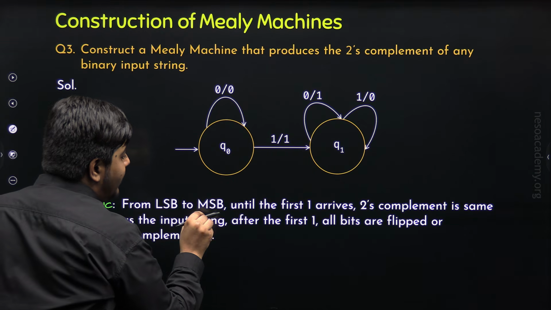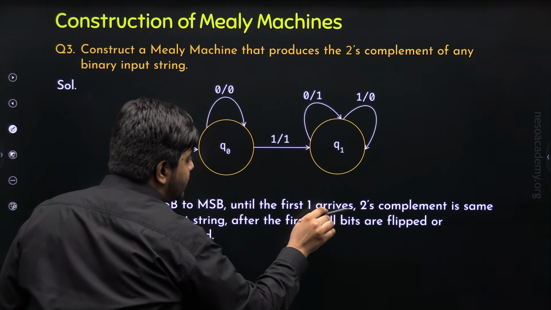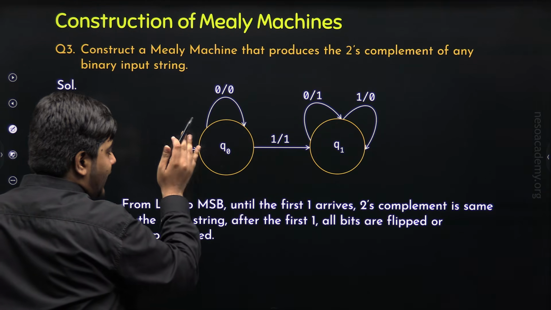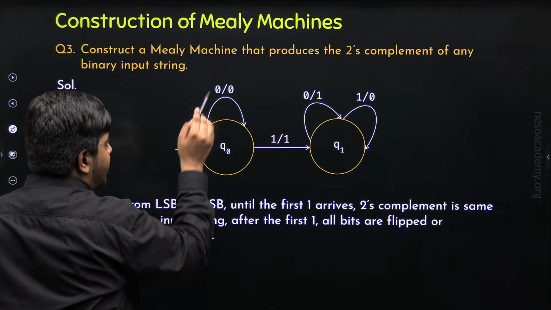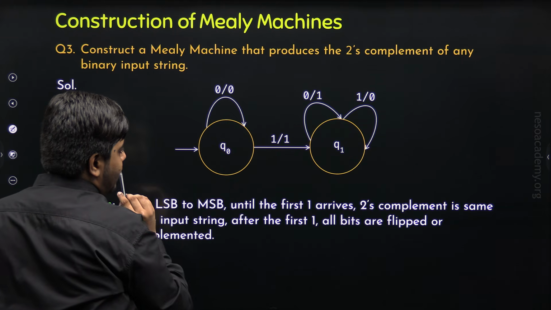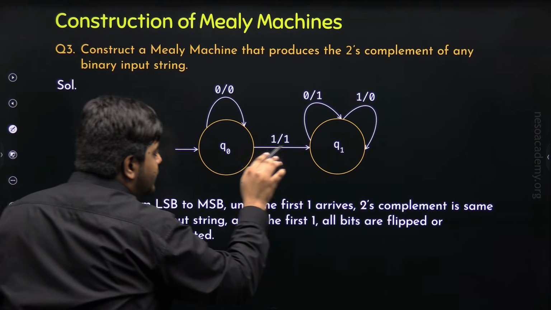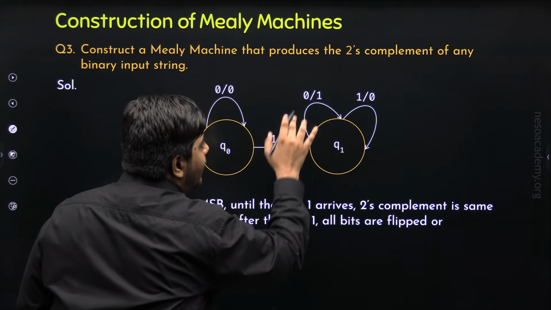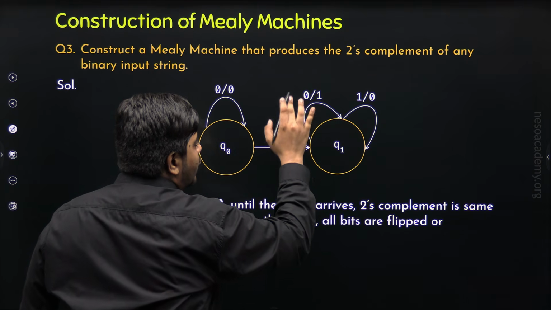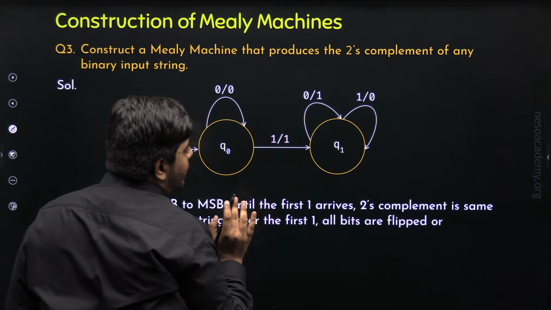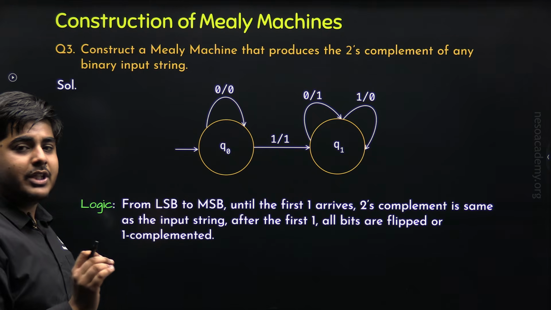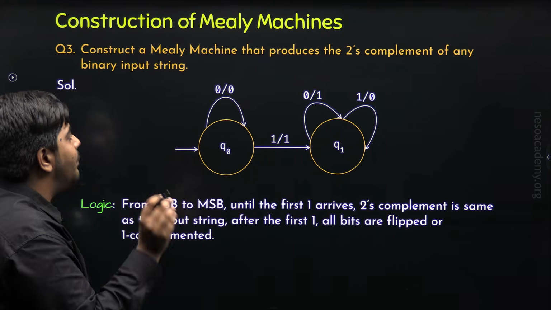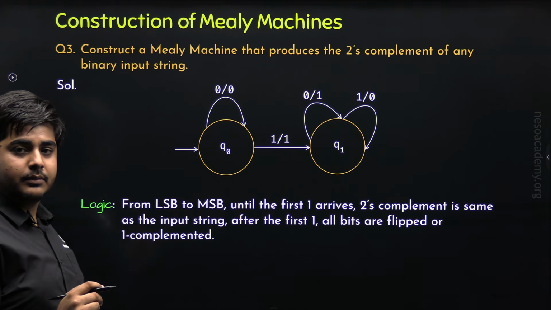From LSB to MSB, until the first one arrives, 2's complement is same. If the input is 0, output is also 0. When the first one arrives, it is also same. But after the first one, all the bits are complemented. 0 becomes 1 and 1 becomes 0. So this is the required Mealy machine for the given problem in which we need to calculate the 2's complement of any binary input string.